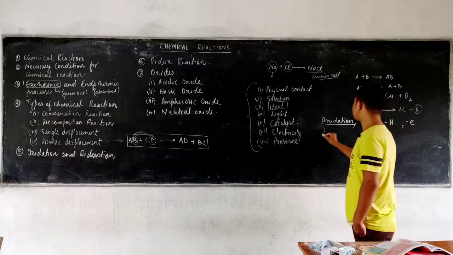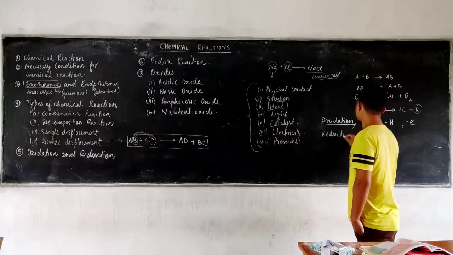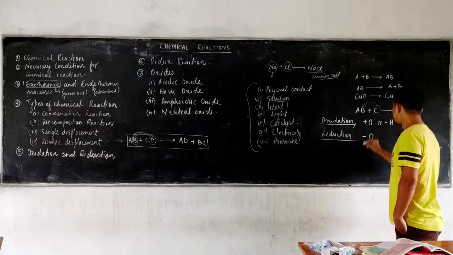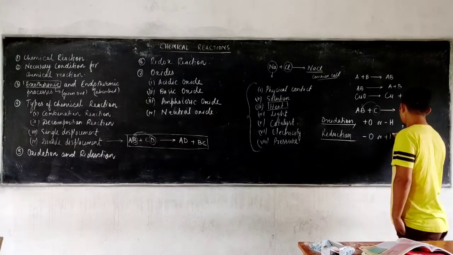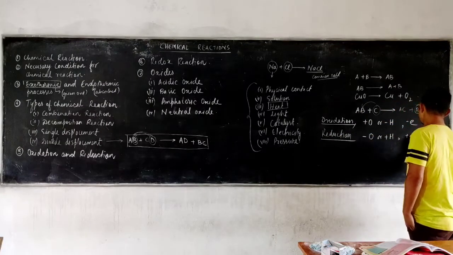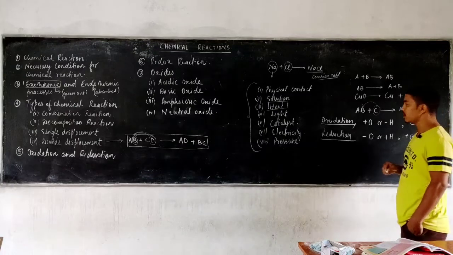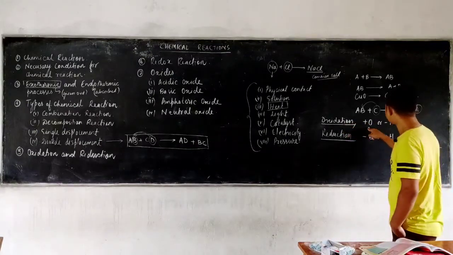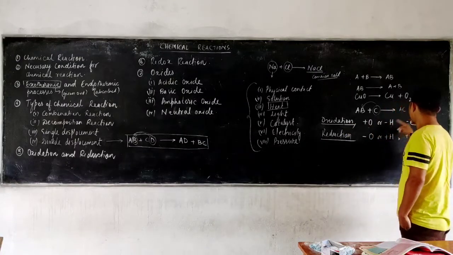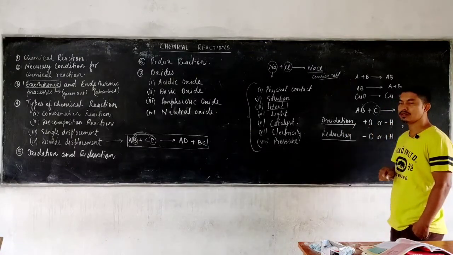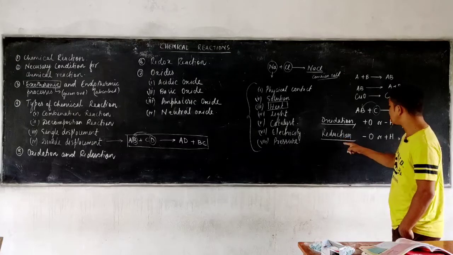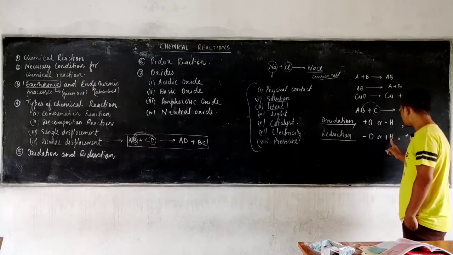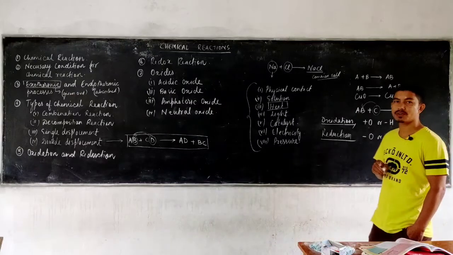And then we have reduction. Reduction means just the opposite of oxidation. If oxygen is removed or hydrogen is added or even electrons are added, this process is known as reduction. So you can define oxidation as a process in which either oxygen is added or hydrogen is removed, or the losing of electrons is also known as oxidation. Whereas reduction is a process in which either oxygen is removed or hydrogen is added or the gaining of an electron is also known as reduction.